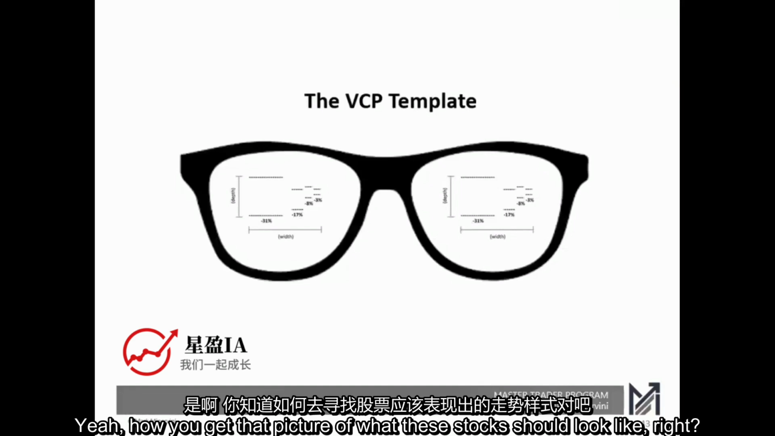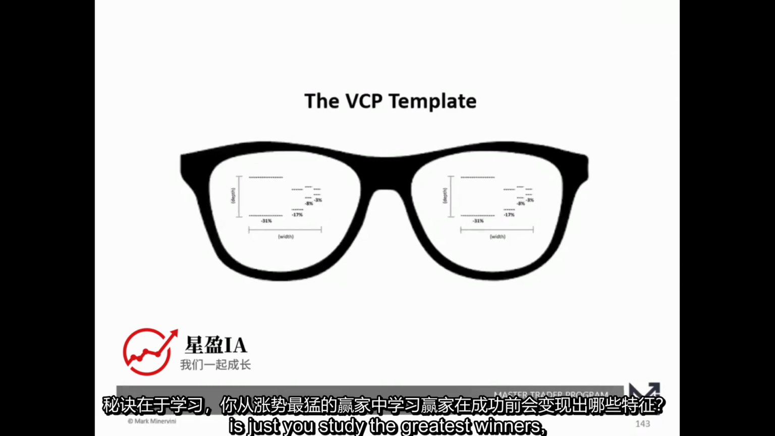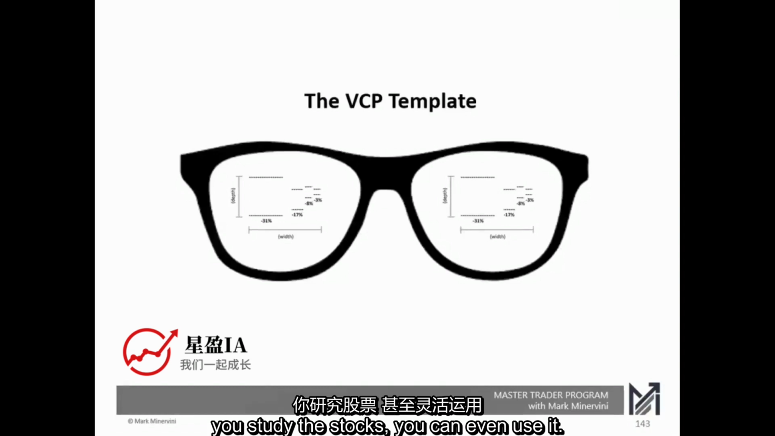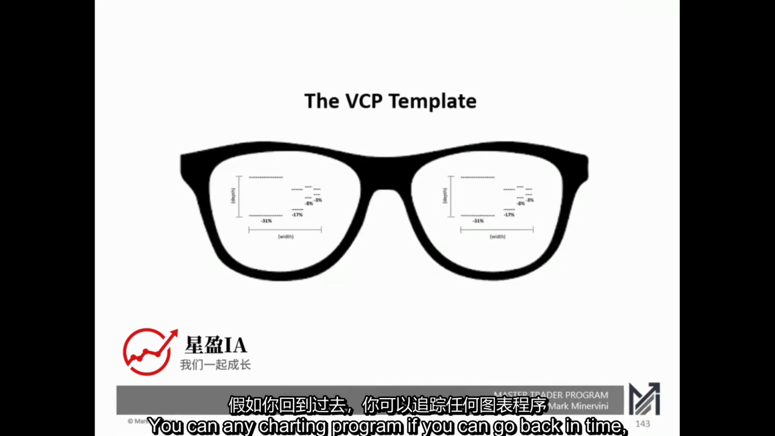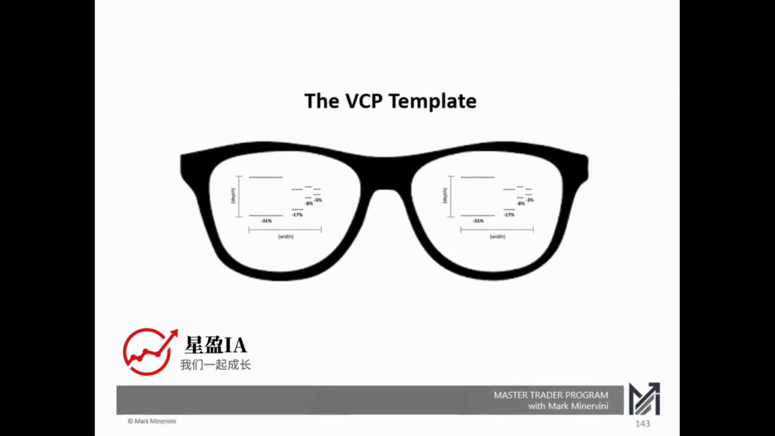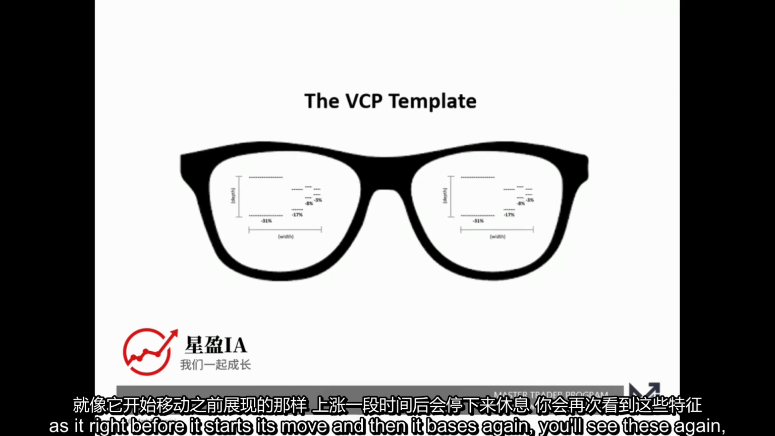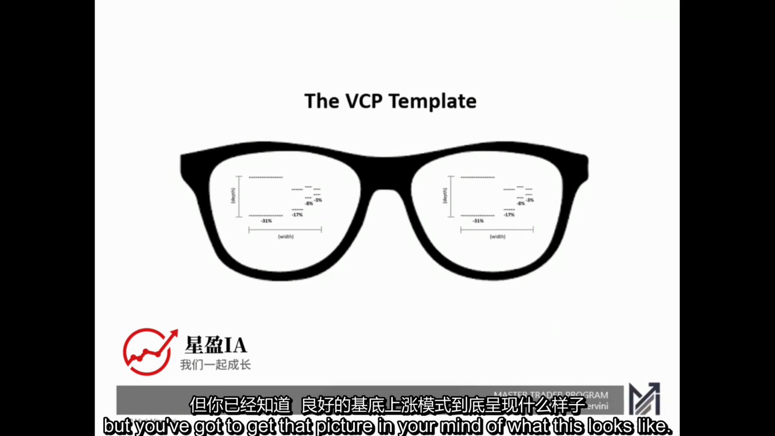And how you get that picture of what these stocks should look like right before they make their move is you study the greatest winners. You study the stocks. You can use any charting program. If you can go back in time, or even look at a chart that's made a great move this year, go back to where it started the move, and you'll see these VCP patterns all the way, right before it starts its move, and then it bases again, you'll see these again. But you've got to get that picture in your mind of what this looks like.